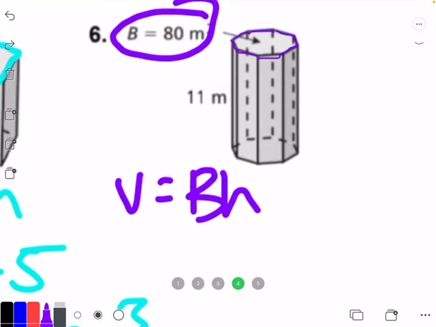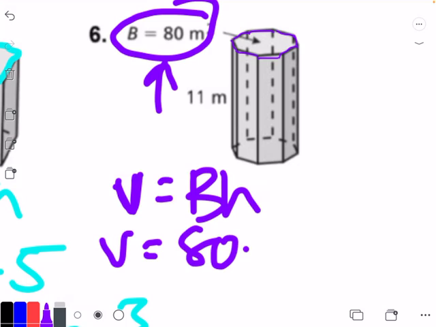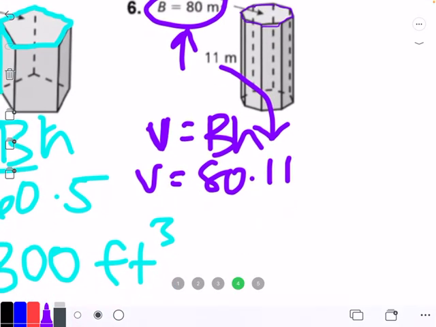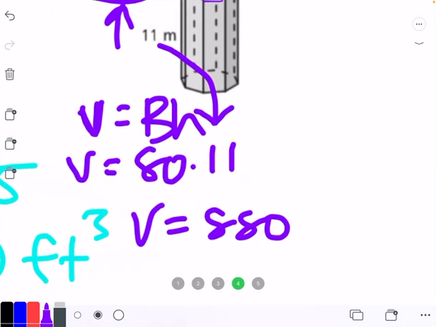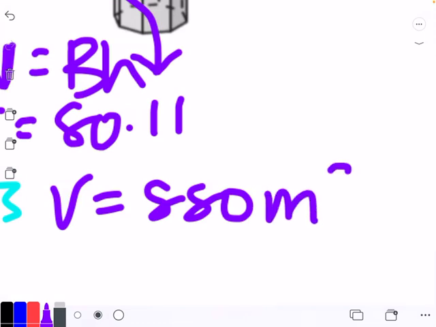But for this volume, you would do volume equals base times height. And you would do, we would plug in our thing for 80 times our height, which is 11. So, if you don't know this at the top of your head, then make sure that you are using a calculator. It is always nice to check your work. 11 times 80 is 880. 880 meters cubed.